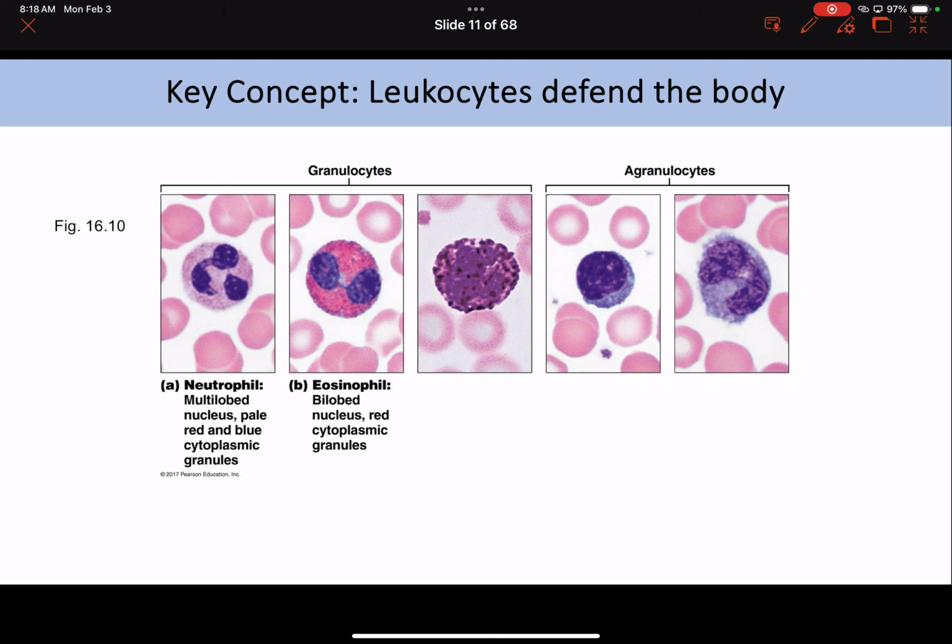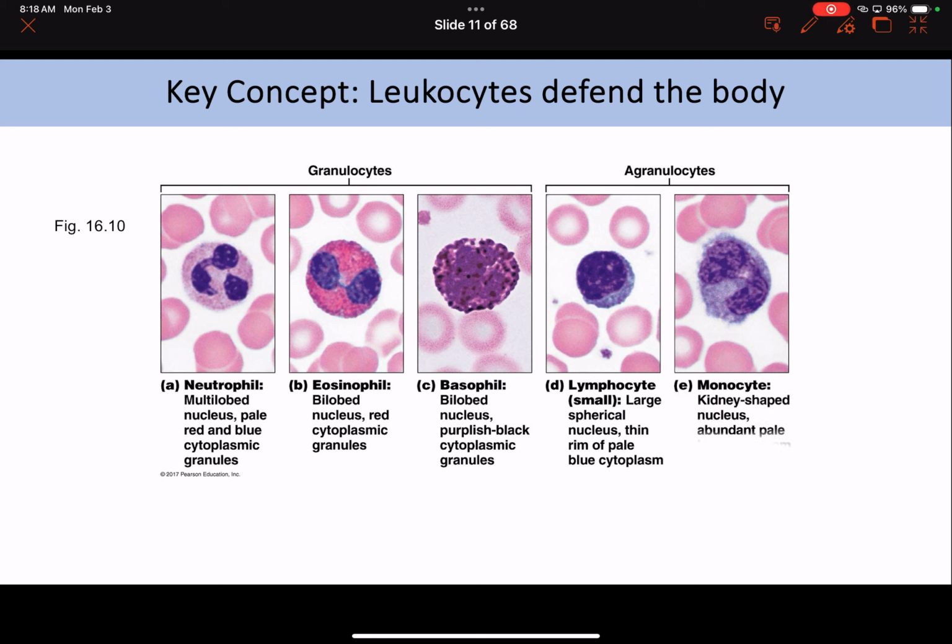What's the next cell type there? Eosinophil has the red granules and it's bilobed. What's the next one? Basophil. And like I said, underneath the microscope, the granules and the nucleus are so similarly colored, and there's so many granules that you can almost not even tell what the nucleus looks like. What's the next one? Lymphocyte has that round nucleus that takes up most of the cell space. And then our largest one all the way to the right, monocyte.